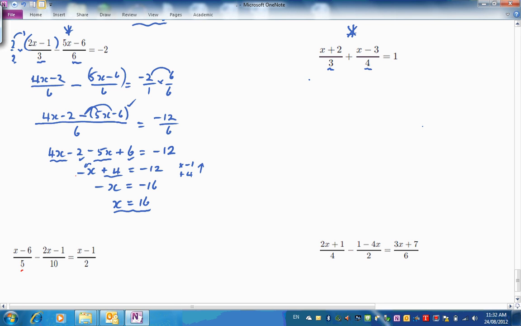12. So we've got some work to do. 4 over 4 here, and times it here by our x plus 2 over 3. And then adding, what are we going to do here? We'll multiply top and bottom by 3, being careful here. And over here, well, this is 1 over 1. We want it over 12.